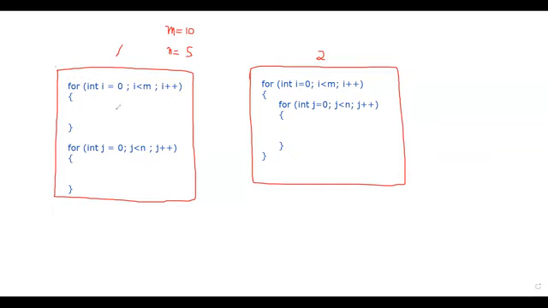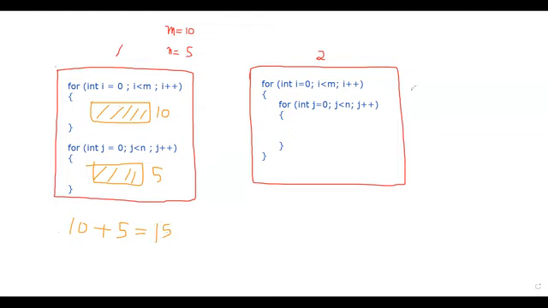So this part will be repeated 10 times, right? And this part will be repeated 5 times, so total 15. 15 times of execution, right? So all of you are correct.